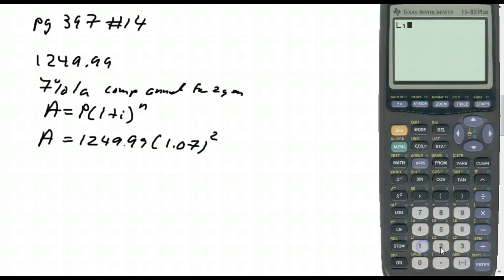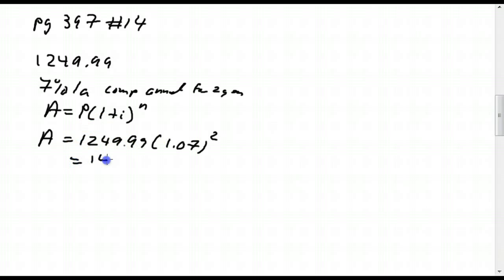So let's plug that into the calculator. Oops, that's not it. 1249.99 times 1.07 to the power of 2 gives 1431.11. And the second option is 6% compounded monthly, 6% per annum, also for 2 years.